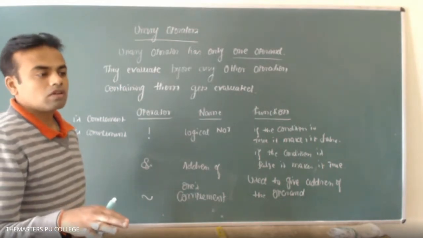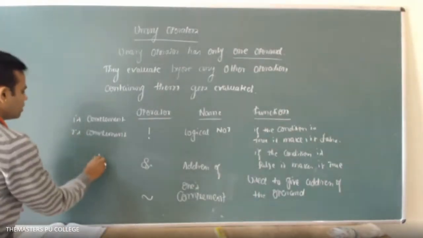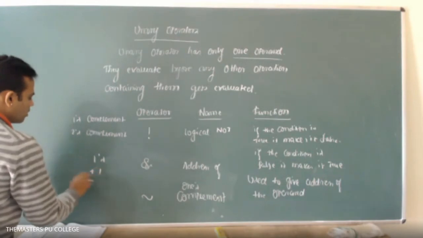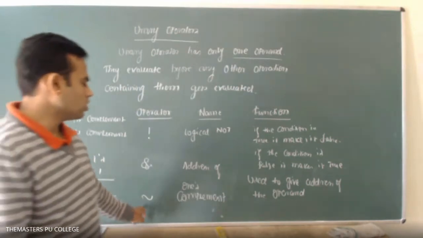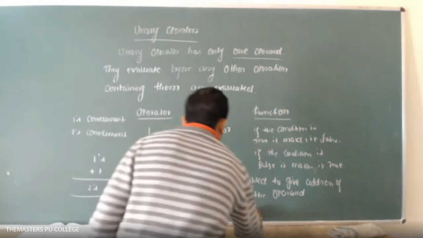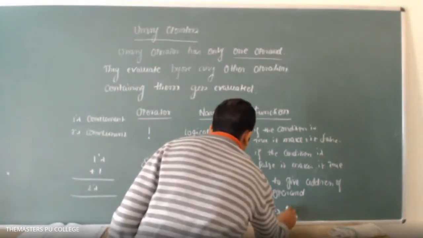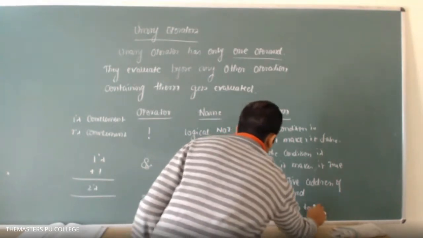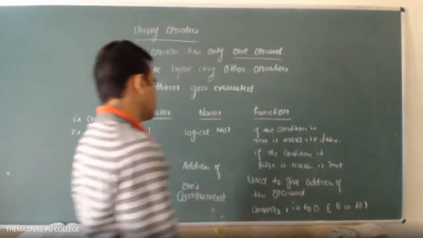Yes, sir. What is the purpose of ones complement? It changes all zeros to ones and ones to zeros. After that, ones complement plus 1 gives 2's complement. So this is the operator that indicates ones complement. The purpose of ones complement is it converts 1 into 0 and 0 into 1. That's it.